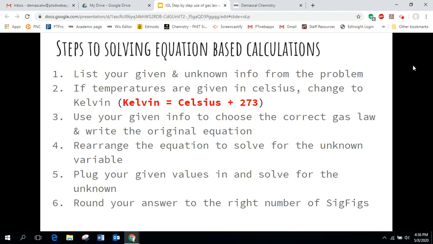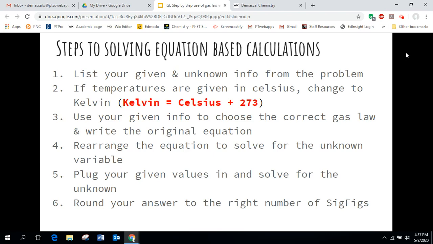After you convert that temperature to Kelvin, go ahead and look at your variables and see what you got. Do you have two pressures and a volume and it's asking you for another volume? Well, then you're probably going to use Boyle's law. You have one set of conditions, a pressure, a volume, and a temperature, and they're asking you for an amount. Then you're looking at an ideal gas law situation.